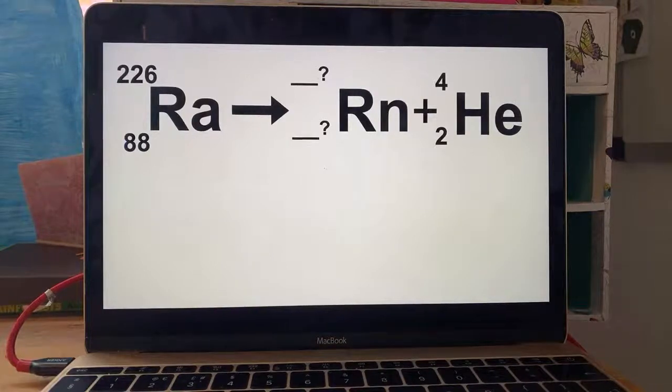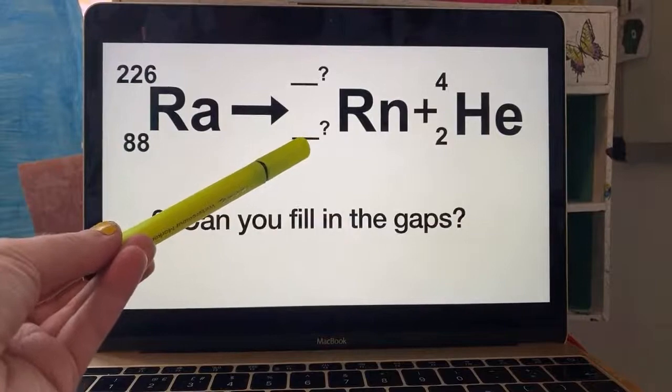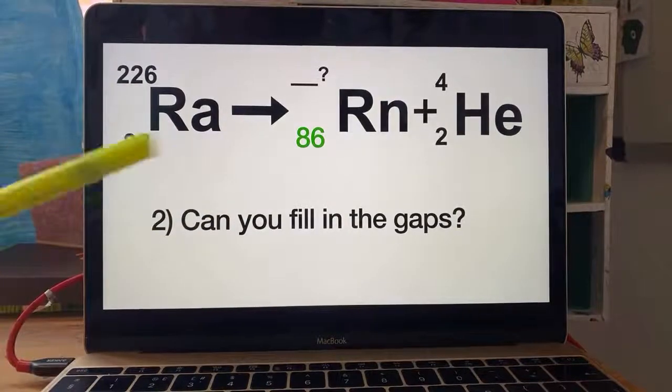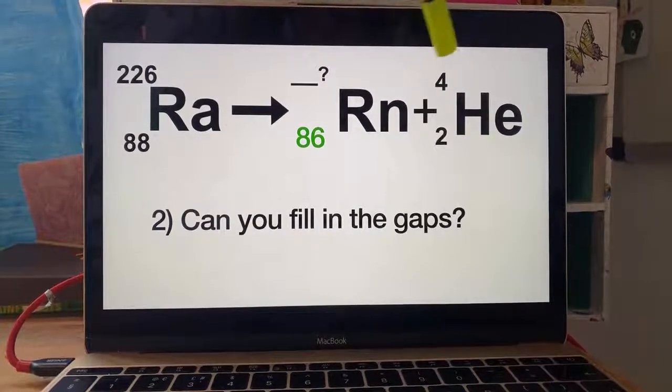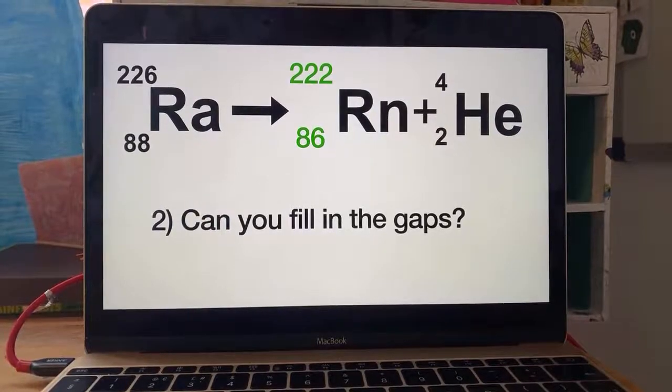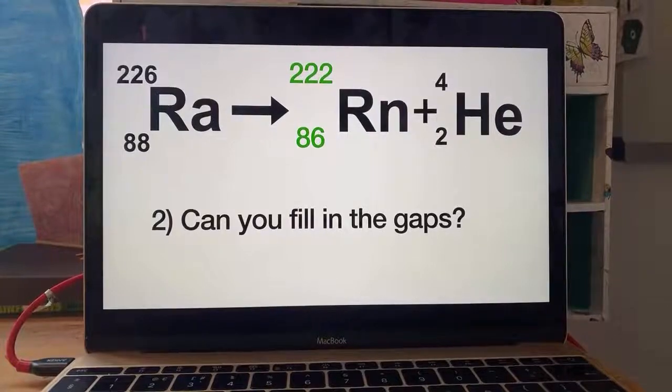How you doing? So the answer is, you've got a nucleus with 88 protons in it, and it gives off 2, so whatever we're left with has got 86 protons, right? And it started out with 226 protons and neutrons altogether, and it's given off 4 protons and neutrons, so it must have 222 protons and neutrons altogether, and that is the answer. So it's 222 and 86.